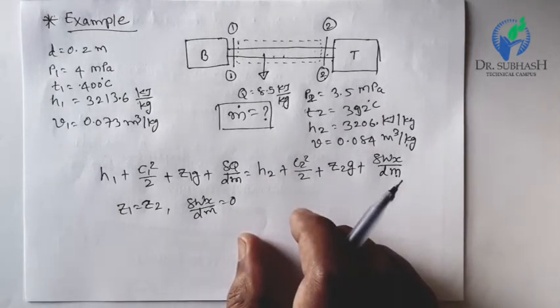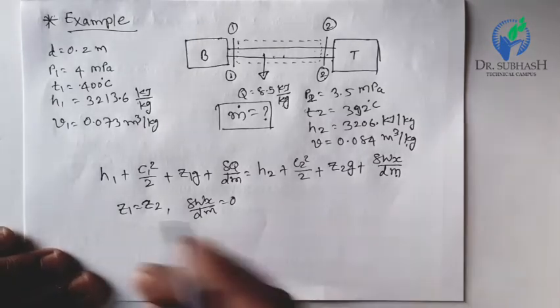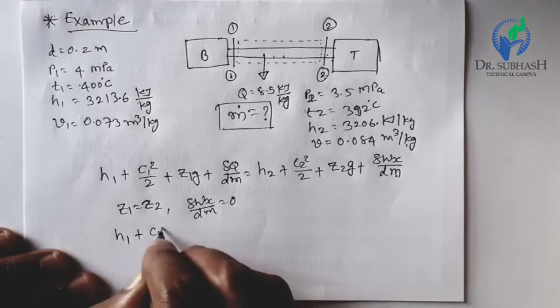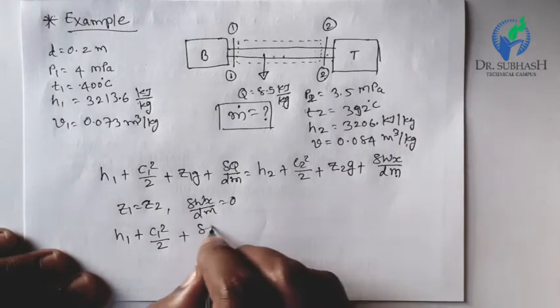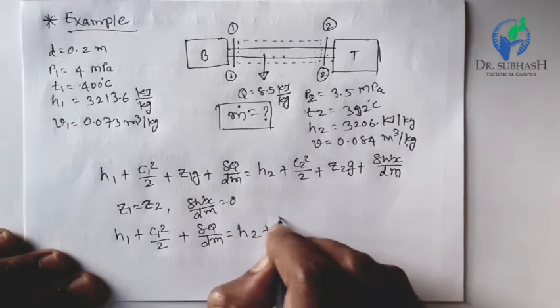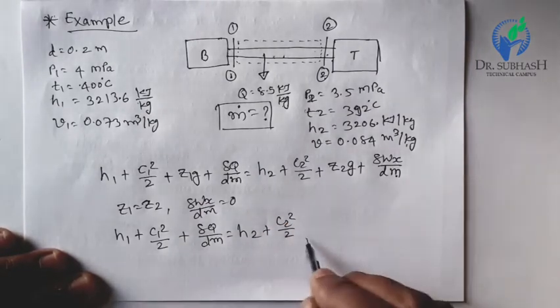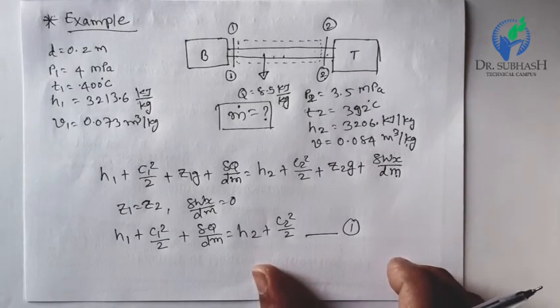After considering this, we will use the equation for the calculation. The remaining equation would be h1 plus c1 square by 2 plus del q by dm equal to h2 plus c2 square by 2. This is the only data we have, so this is our equation for the solution of this problem.